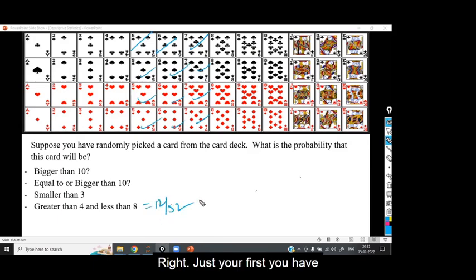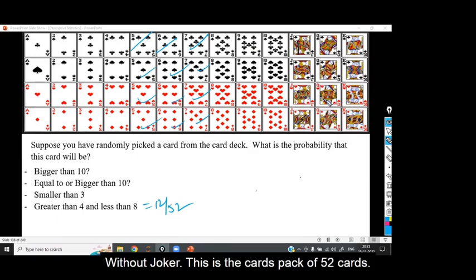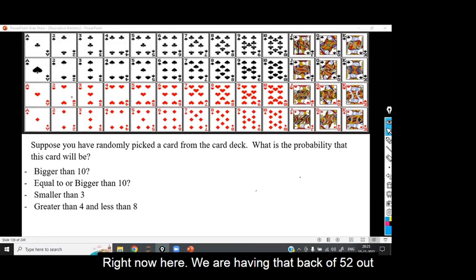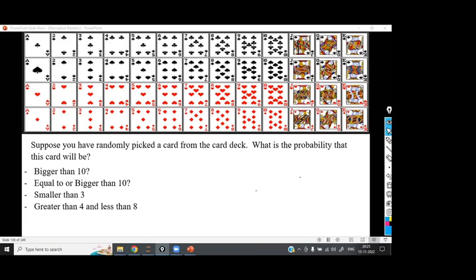First you have to list out all the outcomes. Don't ask about the joker. Without joker, these are the cards. A pack of 52 cards, there is no joker included in this. Now here we are having the pack of 52, out of which, based on the condition, how many cards are satisfying. Is that clear? The probability is clear.